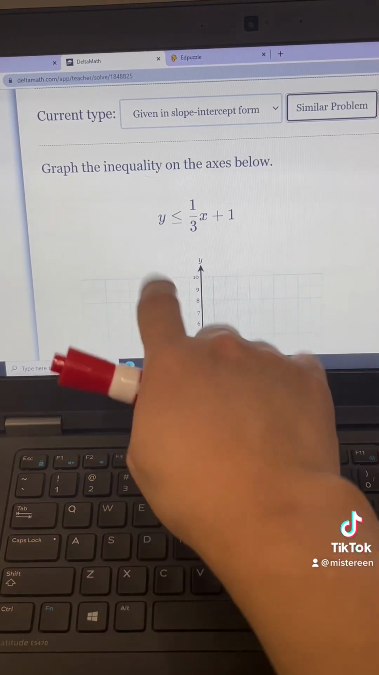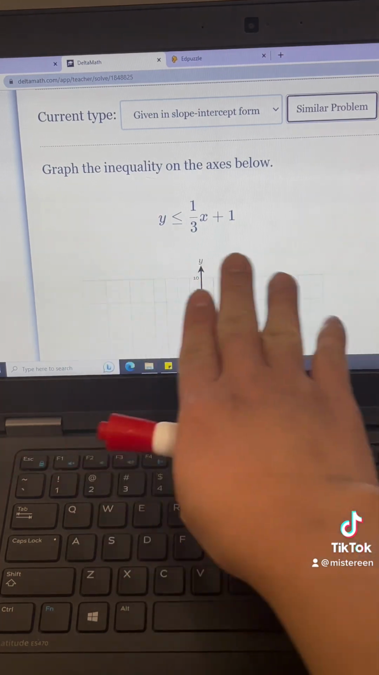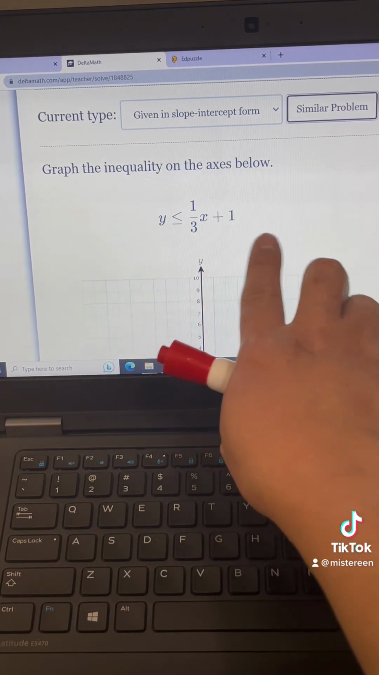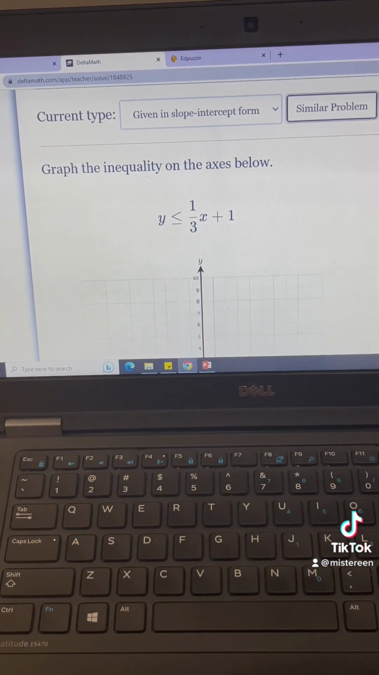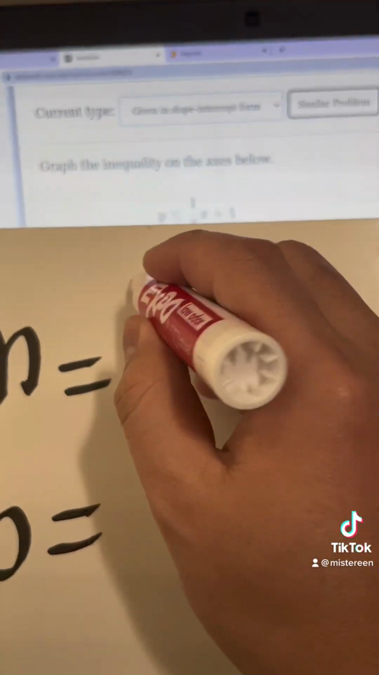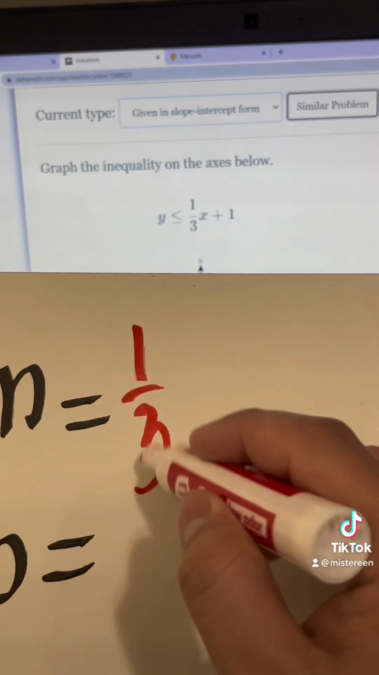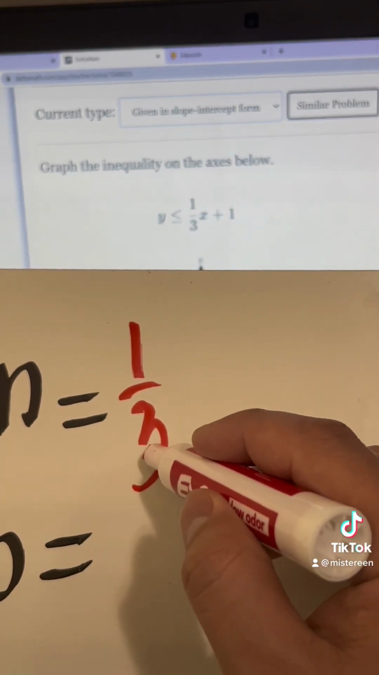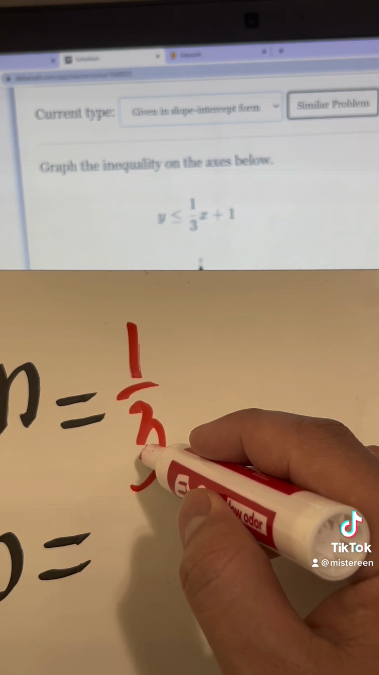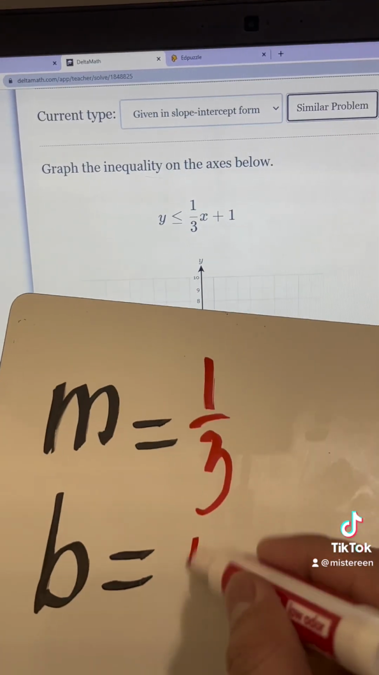Our second example is y is less than or equal to 1/3 x plus 1. Our inequality is in slope-intercept form, mx plus b. From there, our m is 1/3. This is our rise, it means go up 1, and this is our run, go to the right 3 units. And our b is plus 1, so positive 1.